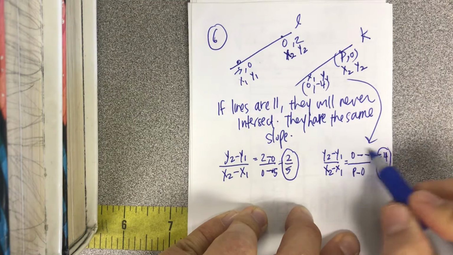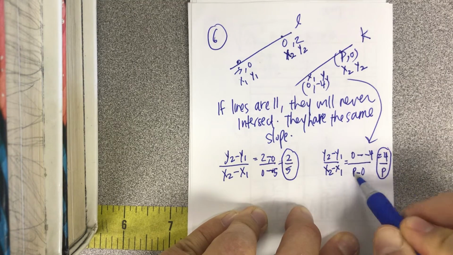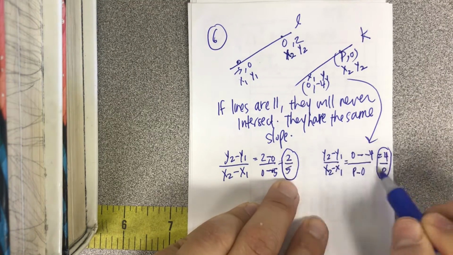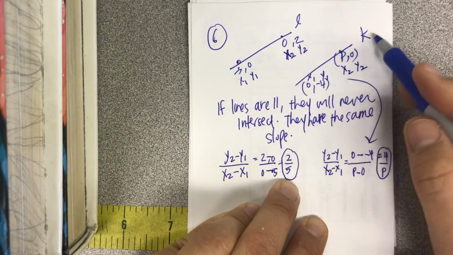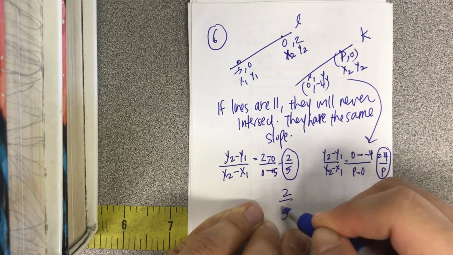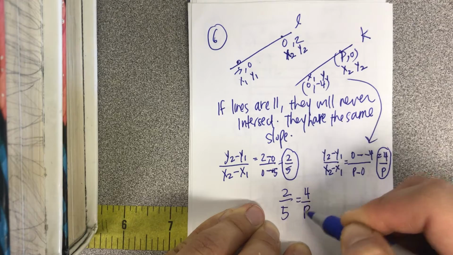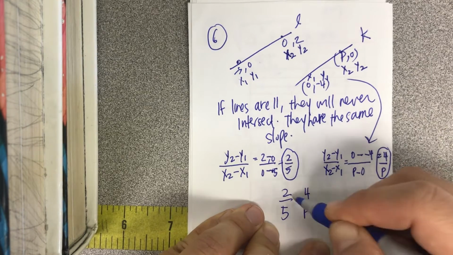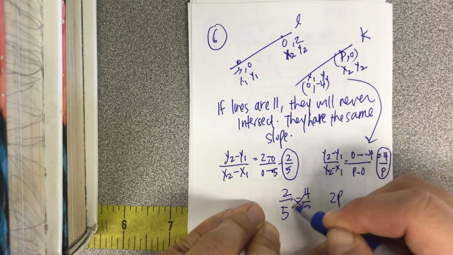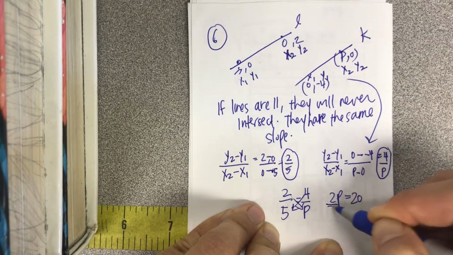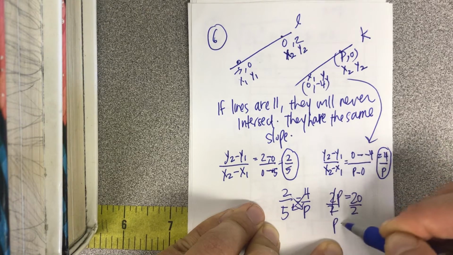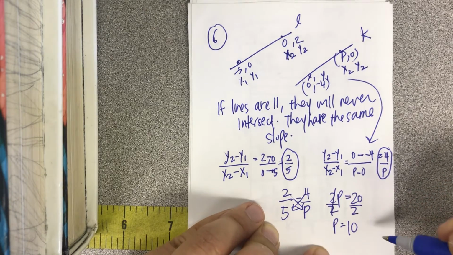Okay, so because we know that 2/5 is the slope, 2/5 has to equal this slope also, even though we don't know the full number because it's not disclosed since it's a P. But because these are the slopes and we know the slopes are the same, we could set them equal to each other. And then from here you could just cross multiply, okay? So 2 times P is 2P, 4 times 5 is 20, divide out, P is going to equal 10, and that's your answer.